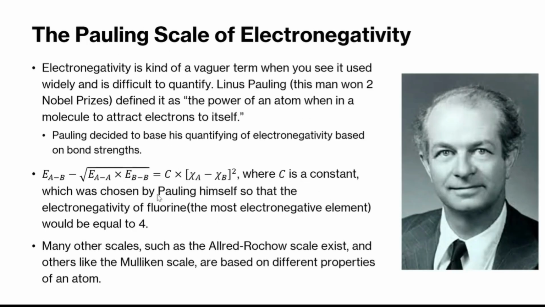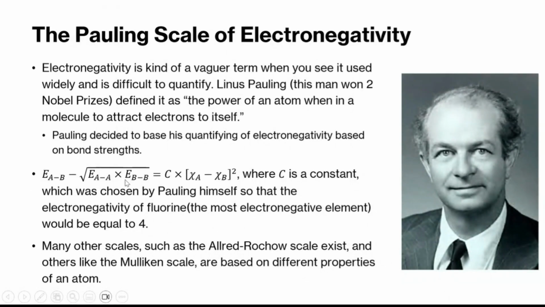So next we're going to talk about the Pauling scale of electronegativity. Electronegativity is kind of a vague term, and when you see it used in common speech, you don't really know the definition. It's kind of difficult to quantify just because of its vagueness. Now, Linus Pauling, the guy who won 2 Nobel Prizes, defined electronegativity as the power of an atom in a molecule to attract electrons to itself. So, what Pauling did to try to quantify electronegativity is to use bond strengths. He used this equation right here.